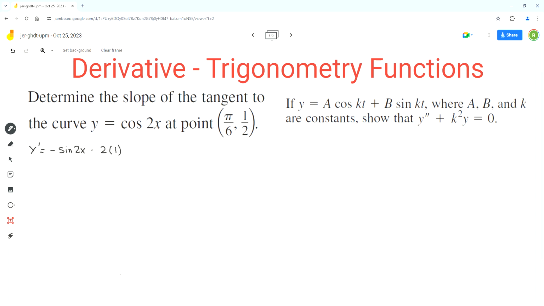Now we can simplify this expression. So 2 times 1 is 2, and 2 times negative sine 2x will become negative 2 sine 2x.